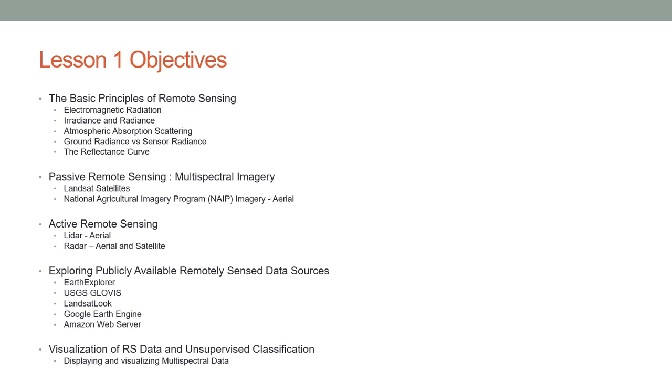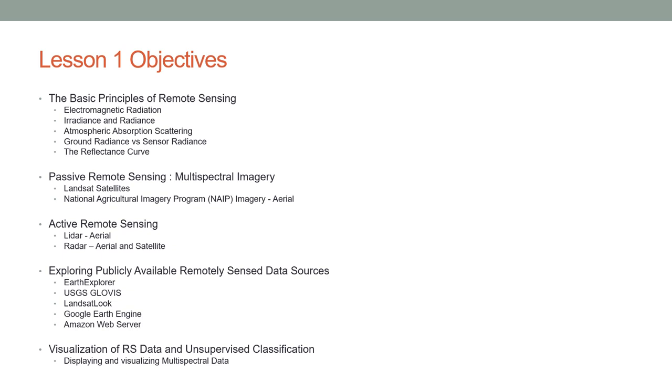And once again, you need to have a clear understanding of the idea of ground irradiance, that is the solar irradiance, the light coming from the sun bouncing off the ground, versus the sensor radiance, which is the light that arrives at the satellite sensor, or the aerial sensor, and is captured as remotely sensed data. And you need to have a clear understanding of the reflectance curves, that is how the different types of land cover features reflect light.